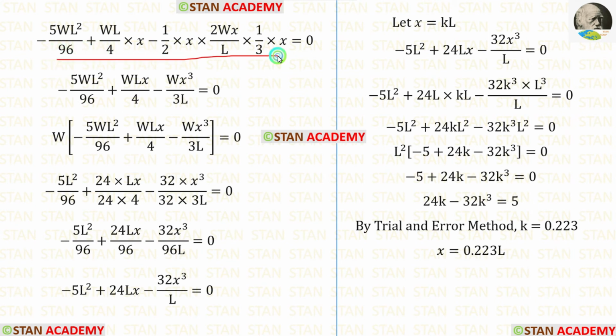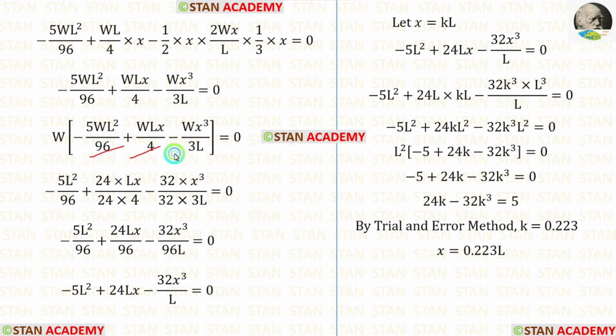After simplifying this, we are getting this. From these three terms, we can take W outside and let us take W on the right side. 0 by W, we will get 0.